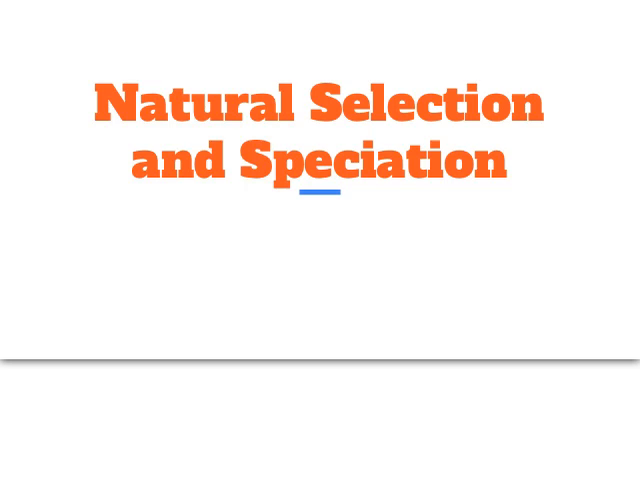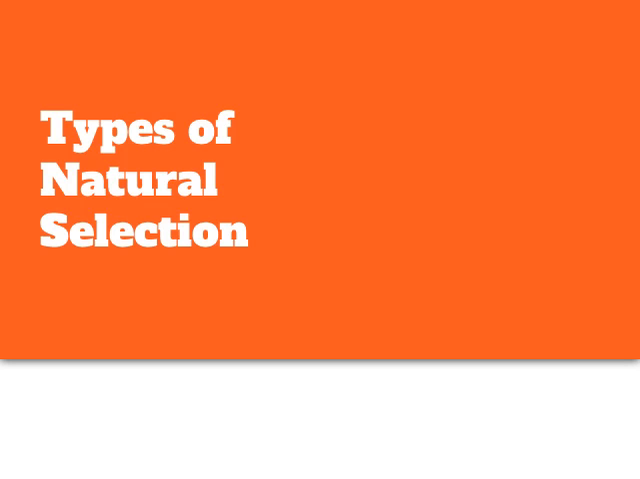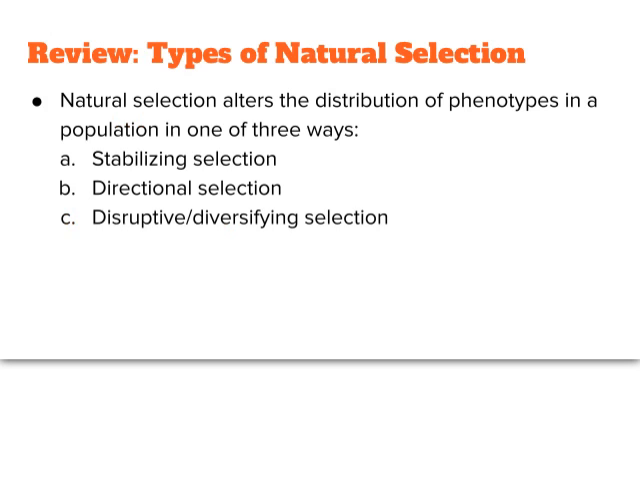So first, we're going to finish talking about natural selection, and more specifically, we're going to talk about how natural selection can affect polygenic traits. And then once we talk about that, we're going to switch topics and talk about speciation, which is how new species form. So first, let's talk about how natural selection affects polygenic traits.